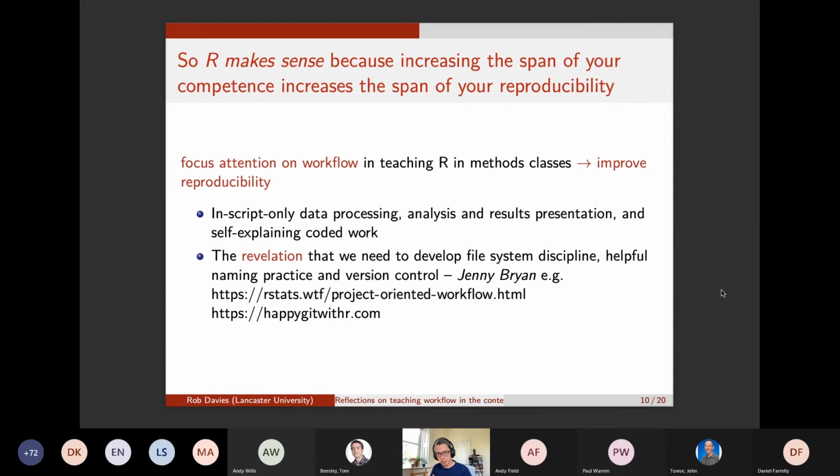It was a revelation to me, but I learned to think about file system discipline, helpful naming practice, and version control because I was working in R and thinking about teaching R. And I'd like to pay tribute here to Jenny Brown's work, which is really, really helpful. Her teaching materials, Stat 545, I think it's called, hosted at the University of British Columbia, are really helpful materials where you can think about how you can get all the bits and pieces of your work to flow together in an efficient, effective manner.